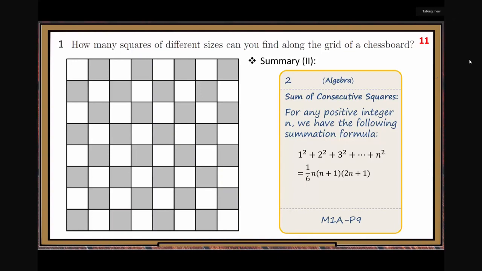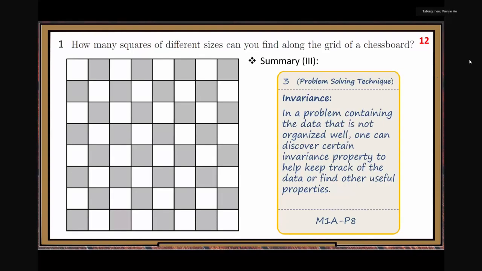The third one, invariance in general. The first one is the specific invariance, but here we talk about the general invariance property. In a problem containing data that is not organized well, one can discover a certain invariance property to help keep track of the data or find other useful properties. Keeping track of data is just one of the usages. We can use the invariance property to do many other things.